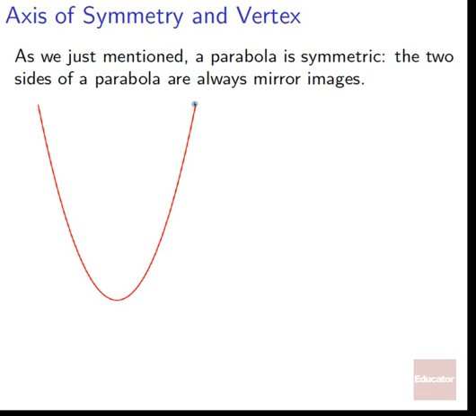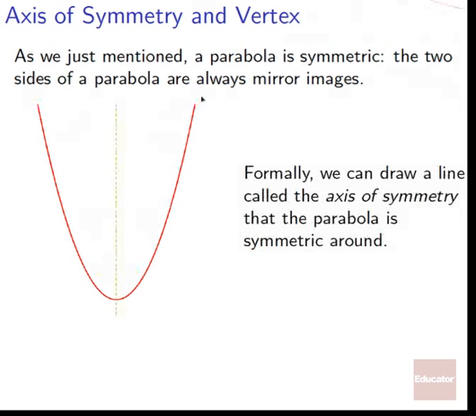As we just mentioned, a parabola is symmetric. The two sides of a parabola are always mirror images. If we look at the left side and we look at the right side, they're doing the same thing all the way to this bottom part, right? And if we go up, we'd keep seeing the same thing. We don't have arrows continuing it up, but it's going to be true forever, as long as we're going up.